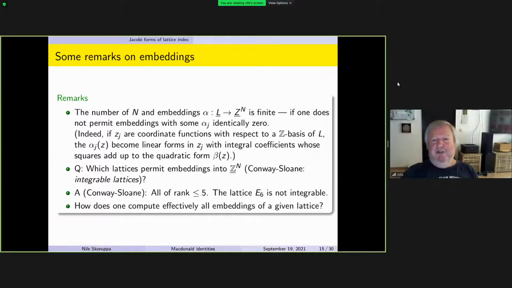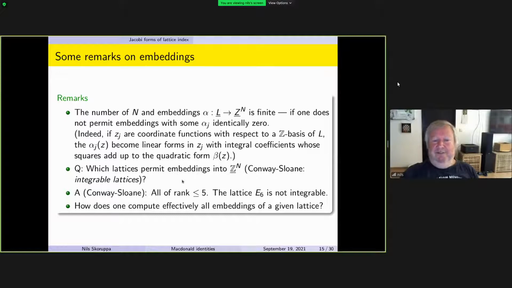And that gives immediately also an algorithm, a very stupid one, for calculating all the embeddings. You just write your bilinear form beta, or the quadratic form beta(x) that you have, as a quadratic form by choosing a basis, and then you just try to write it as a sum of squares of linear polynomials with integer coefficients. One can put that on the computer. But it works, of course, only for small ranks. For the Leech lattice, you would have a hard time already to compute all the embeddings.